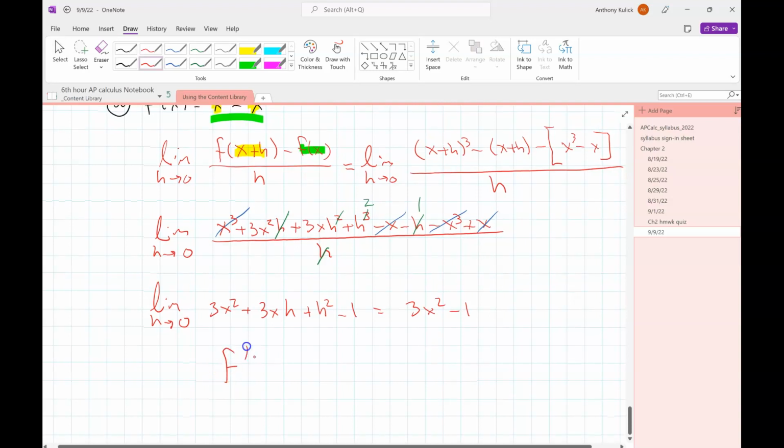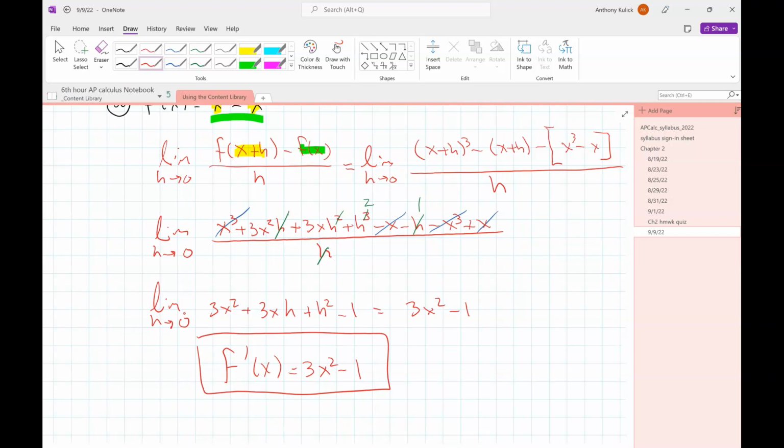So we'd say that f prime of x is equal to 3x squared minus 1. All right. That ain't bad, right? I mean, it's just a bunch of algebra. The calculus part wasn't bad.